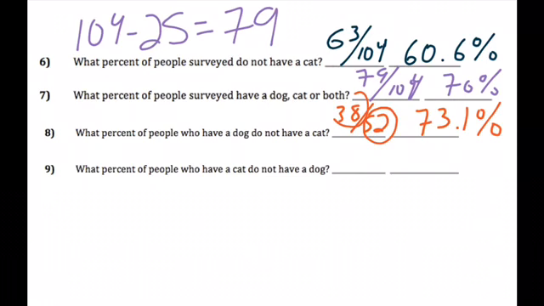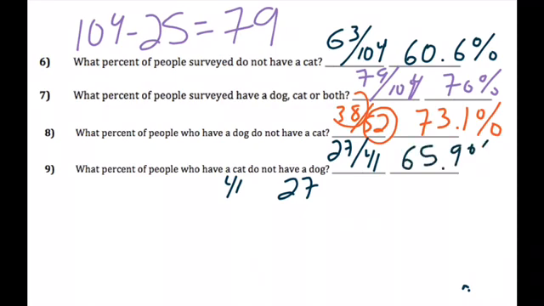Okay, then our next one says, what percent of people who have a cat do not have a dog? Well, I know from my 2A table that 41 people have a cat. Out of those 41 people, 27 do not have a dog. So my fraction is going to be 27 out of 41, which is going to be 65.9%.